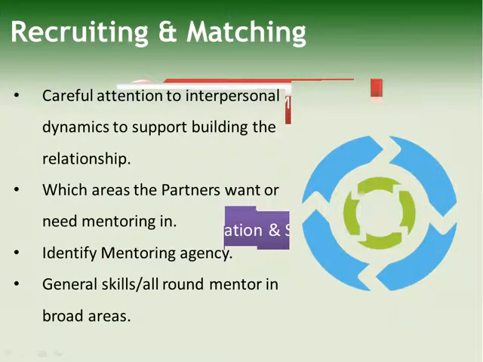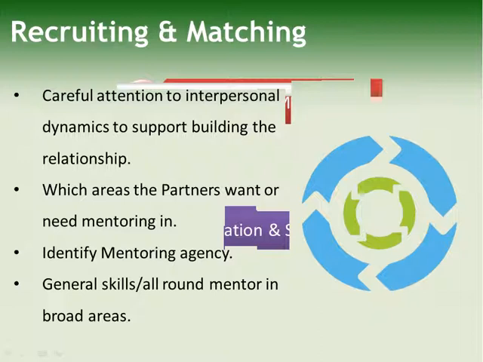Pay careful attention to interpersonal dynamics to support building the relationship. For example, if the partner agency is a woman-centric agency, match them with a like-minded agency. This will save time and energy as they get to know one another. There will be a common language.